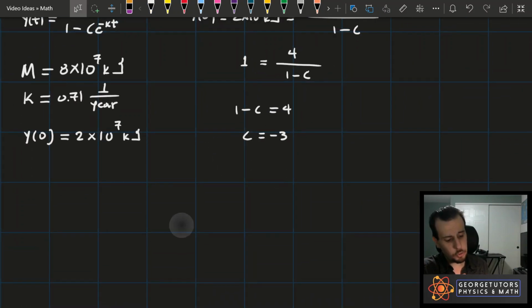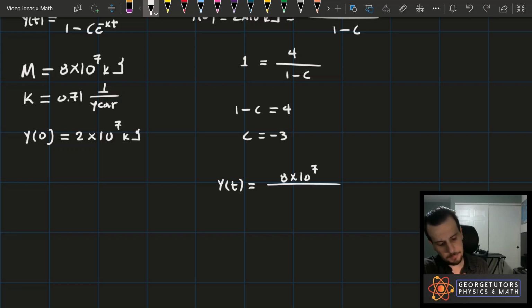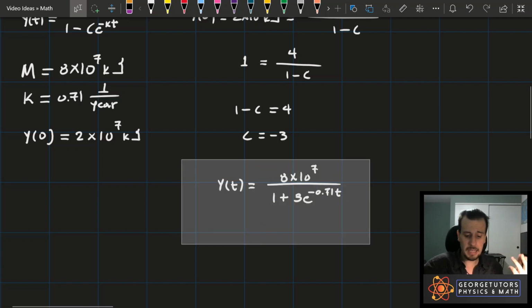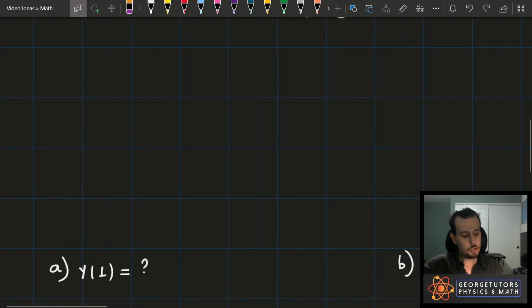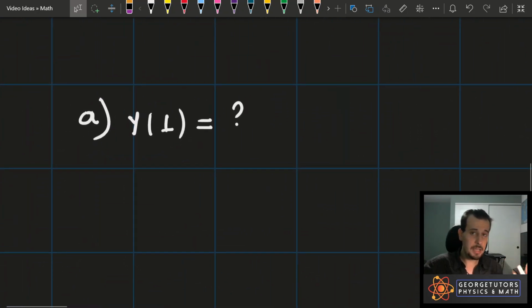Right now, this has allowed me to write my actual logistic equation as 8 times 10 to the 7 for the carrying capacity. And then on the denominator, 1 minus minus 3 for the constant, which gives you a glorified plus here, 3, times e to the negative rate, which has been given as 0.71 per year, times time. And this is what I have in my hands, and I'm ready to make use of it in the rest of the question.